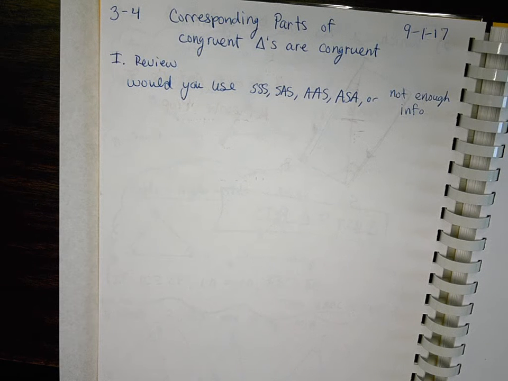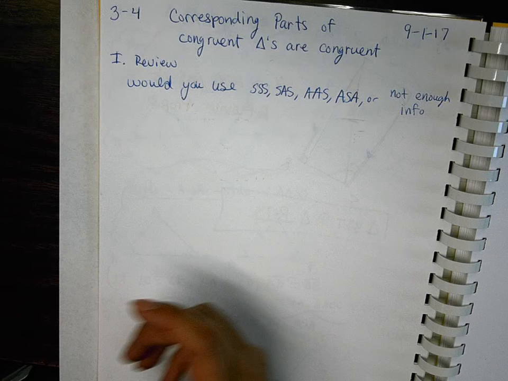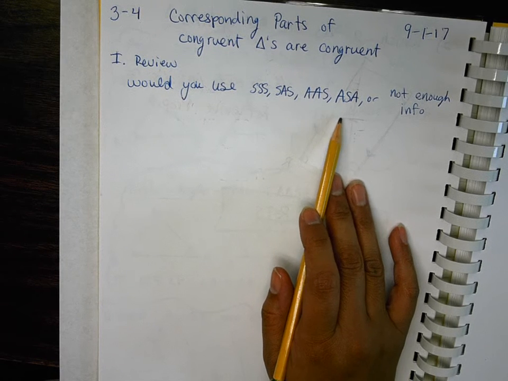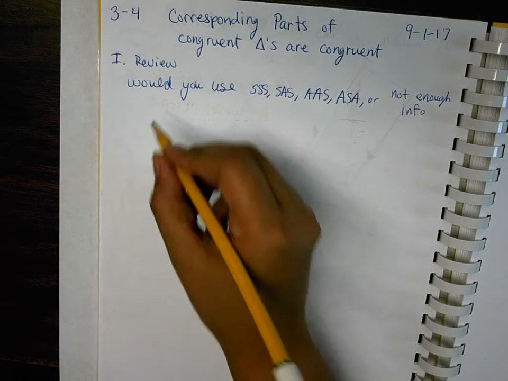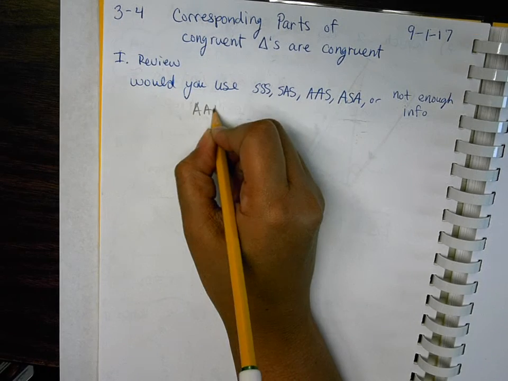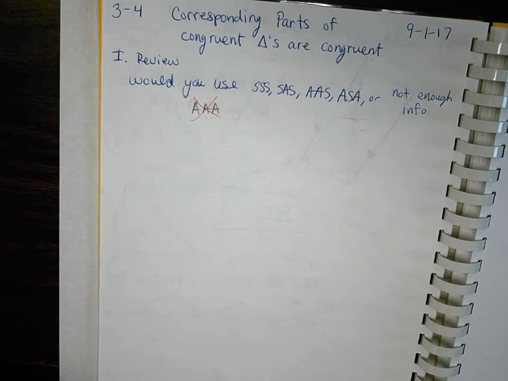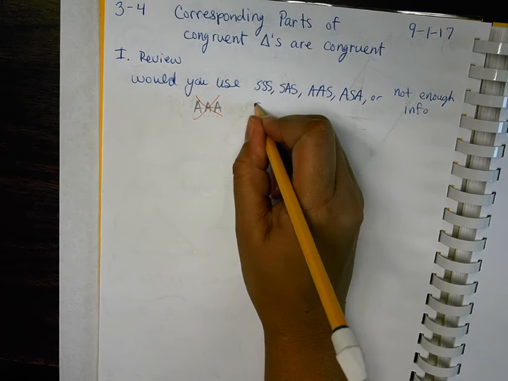Before I continue, I want to make sure everyone recognizes which, because sometimes we're like, okay, was SAS one, was ASA one? Which ones do we not use? We don't use AAA. Angle is not one that we will ever use to prove triangles are congruent. Ever. Okay? If you have two triangles and corresponding angles are congruent, that does not mean the triangles are congruent. They might be similar, but they are not congruent. Make sense?